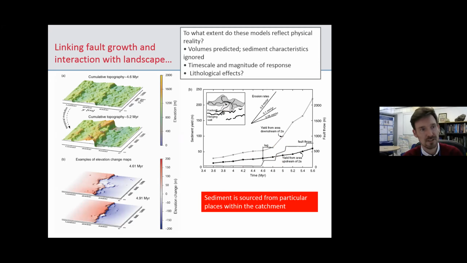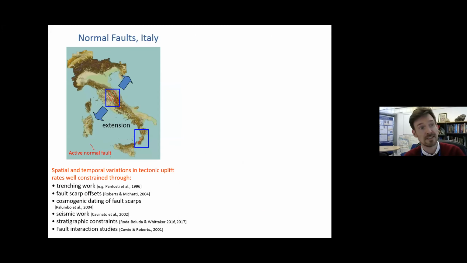But we have to ask the question about whether or not these sorts of models reflect physical reality. And of course, they're predicting volumes, but they really ignore sediment characteristics. And of course, we need real examples to understand timescales, and I'm not dealing with lithology and all of these other things. So that's what I want to now focus on. One place to go to do that is Italy. It's somewhere with lots of amazing normal faults. There's a place where I've worked a lot.